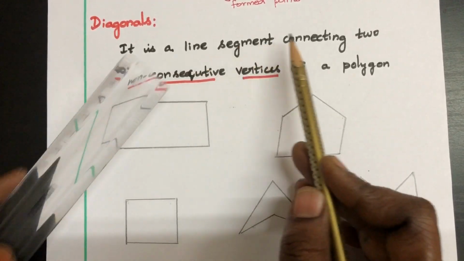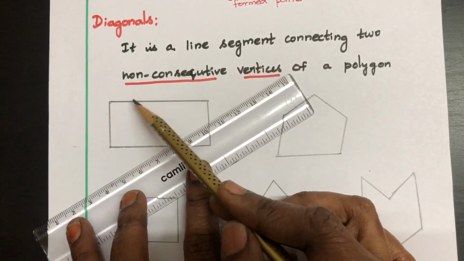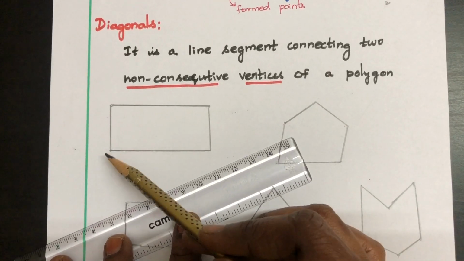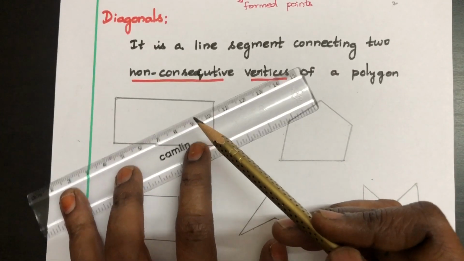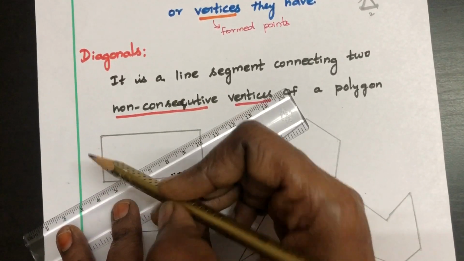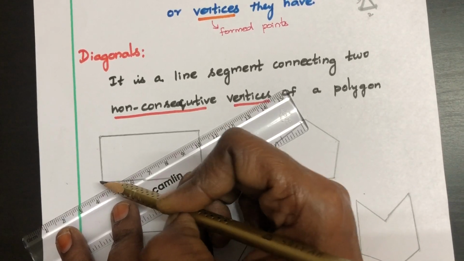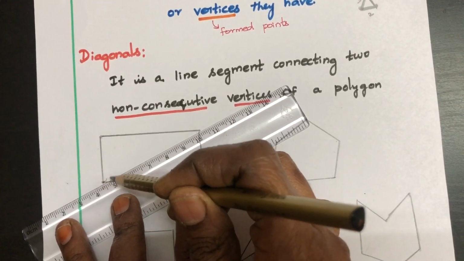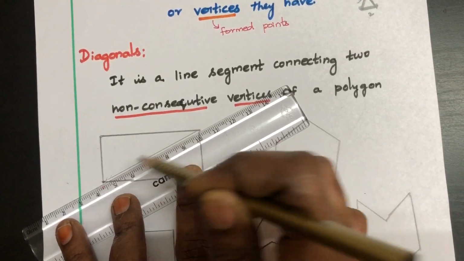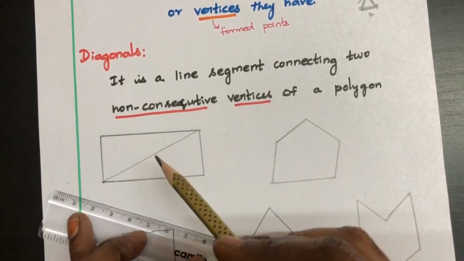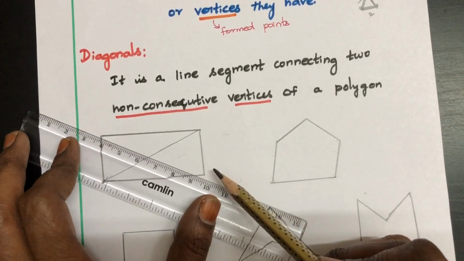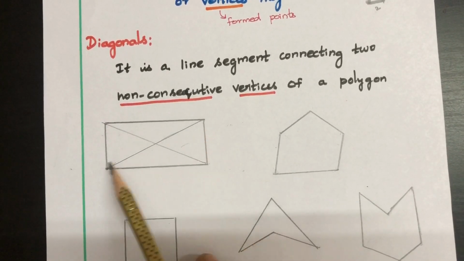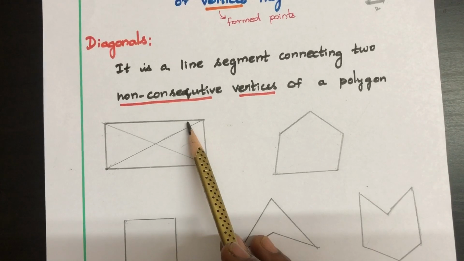So it is a line segment connecting two non-consecutive vertices of the polygon. This is the polygon, right? Made up of a closed curve, made up of line segments. So now, this is a vertex. Non-consecutive for this vertex is this one, right? So if we connect these two, this is called the diagonal. Similarly, this is also a diagonal. So these two are diagonals for this polygon.